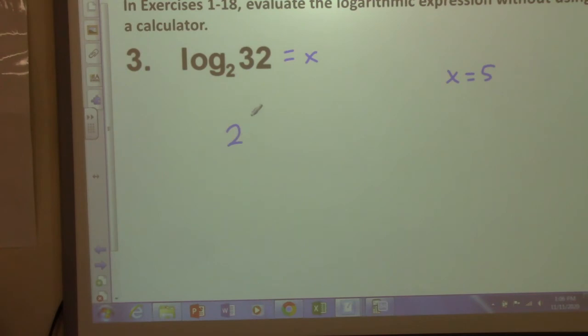Well, it's going to be 2 to the power of x equals 32, right? And how do you rewrite 32 as a power of 2? That's going to be 2 to the 5th power. And so x is equal to 5. Okay? All right, I'll still give you credit, Carmen, for that. Good work.